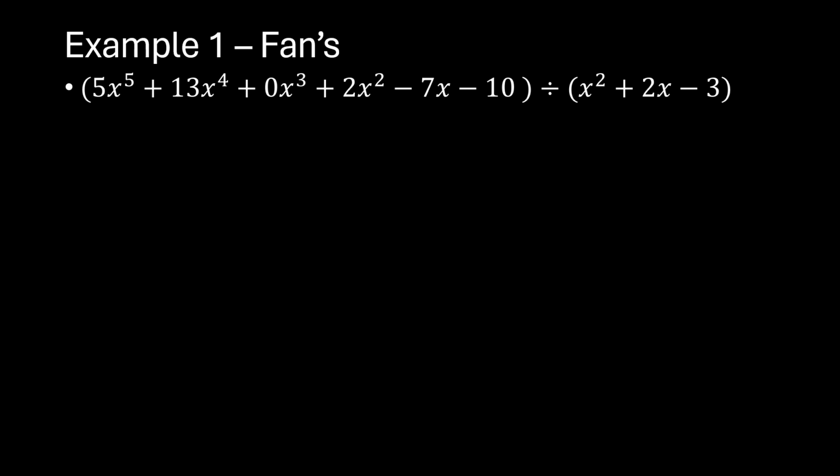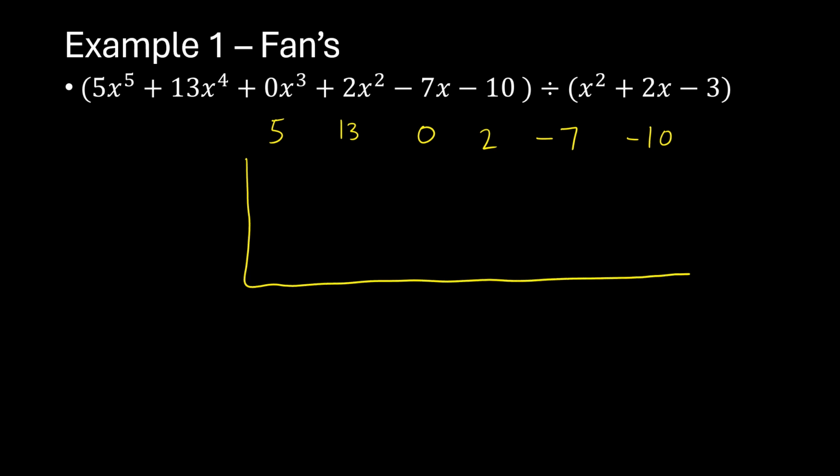So you would start by listing the coefficients in descending order of the dividend. So it's 5, 13, 0, 2, -7, -10. Then have the box. Now you're going to list your numbers for the divisor on the side from the bottom to the top. So in here, the leading coefficient of the trinomial is 1. So you ignore that 1 and you would put -2, +3. And that's how you would set it up.